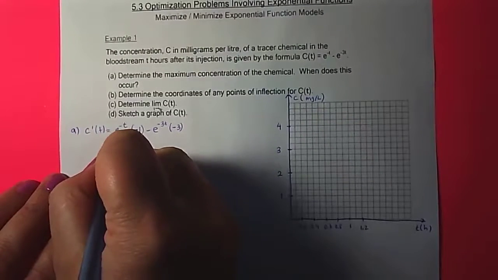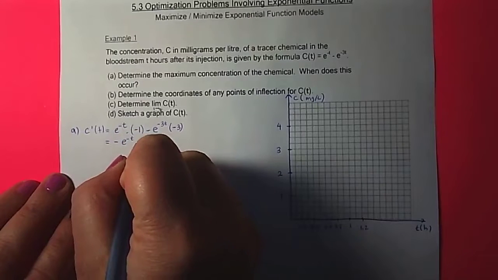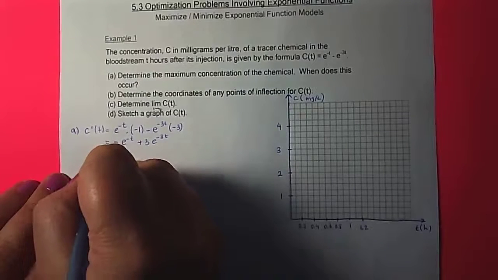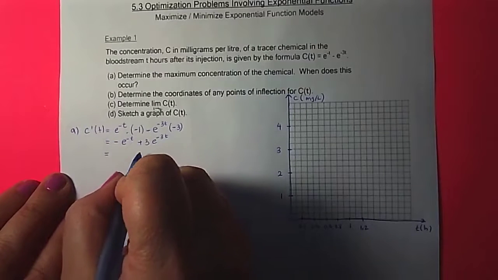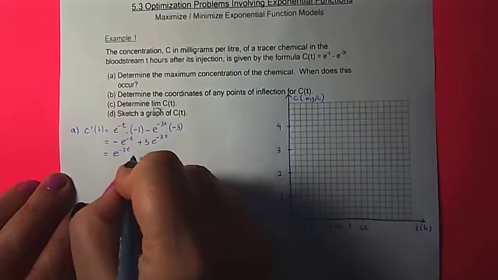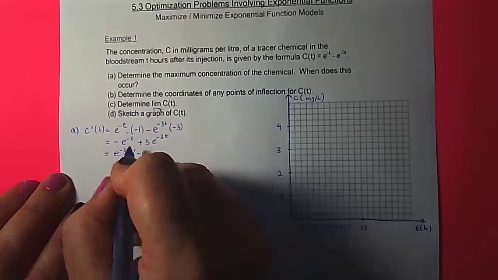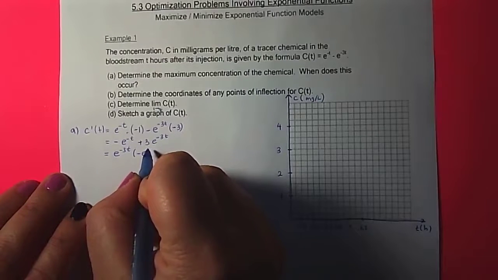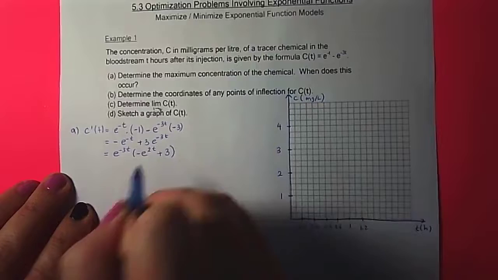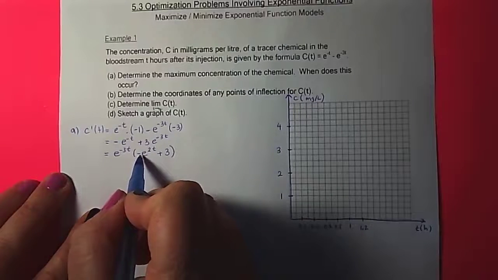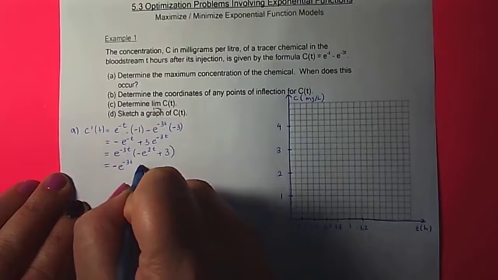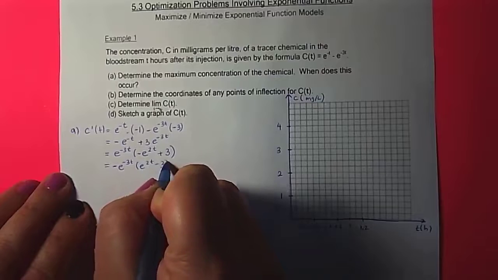So let's simplify this a bit. So negative e to the power of negative t plus 3 e to the power of negative 3t. So since we're going to make this equal to 0 and solve for t, we need to factor. So we see that e to the power of negative 3t is the common factor. So that gives us negative e to the power of, subtract the powers, negative t minus negative 3t gives us 2t plus 3. Okay, so I would like to also factor this negative sign out. Negative e to the power of negative 3t times e to the power of 2t minus 3.